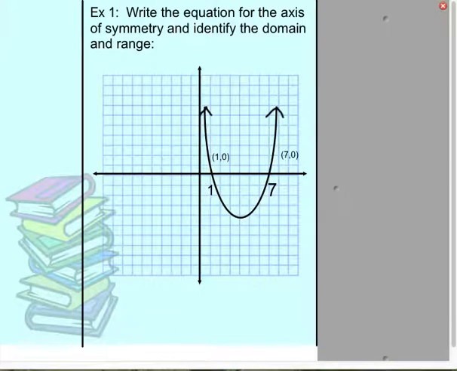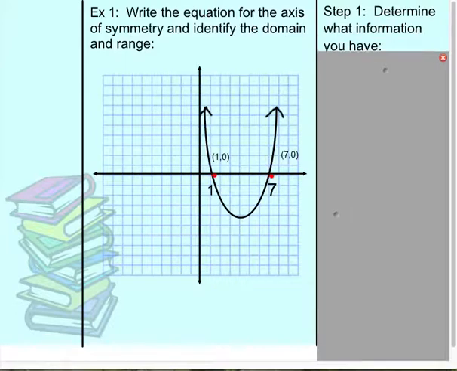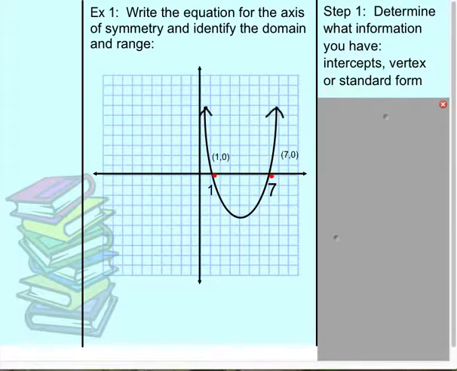Okay, so we're going to start to take a look at an example for the equation for the axis of symmetry. So notice on this graph, the information that we're given is the intercepts. So we've got x equals 1 right here, and x equals 7 right here. So the first step to find the equation for the axis of symmetry is to figure out which information you have. Is it a graph where you know the intercepts? Is it an equation in vertex form or standard form? In this case, as we noticed, we've got those two x-intercepts.